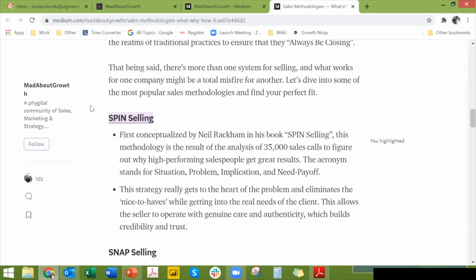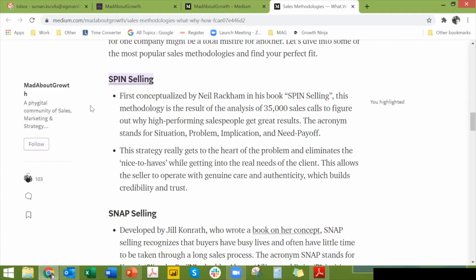Going forward, we'll be going deeper into the different methods, starting with SPIN selling. I would like to take it further, and I'd love to have Satyan tell us more about SPIN selling. Thank you, Suman.